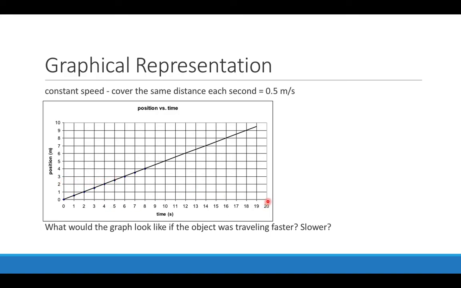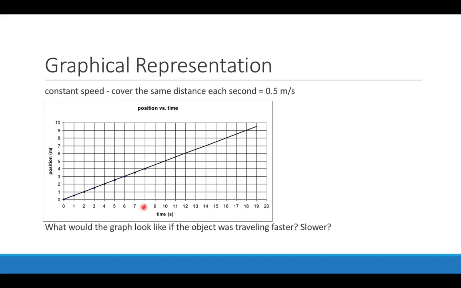So if I got to the 20-second mark, the graph should go all the way up here, and it would be 10 meters. Or if we go to 8 seconds from that previous example, it was at 4 meters. So this is a representation of what the graph would look like if we were to plot that particular motion of the position versus time.